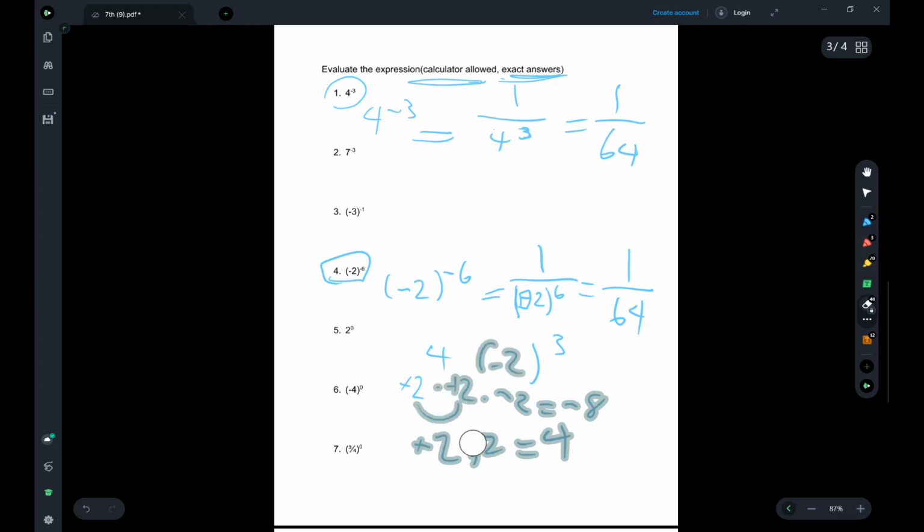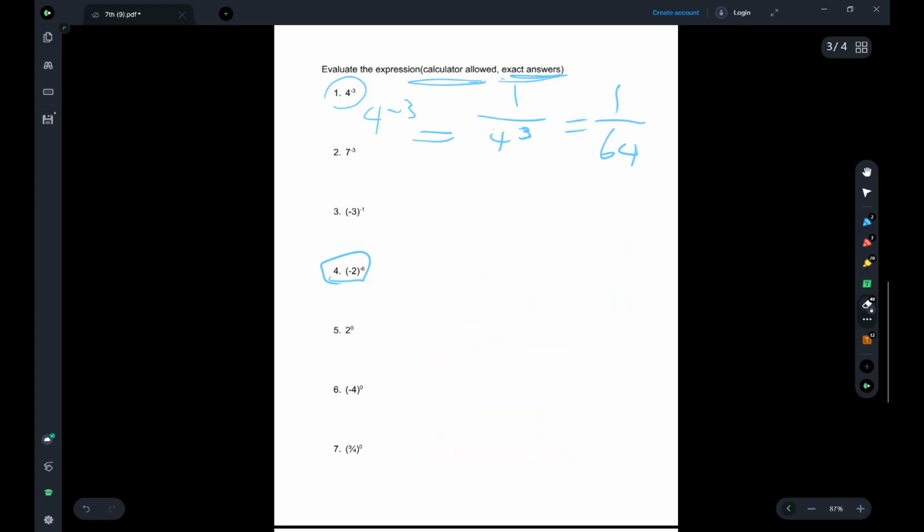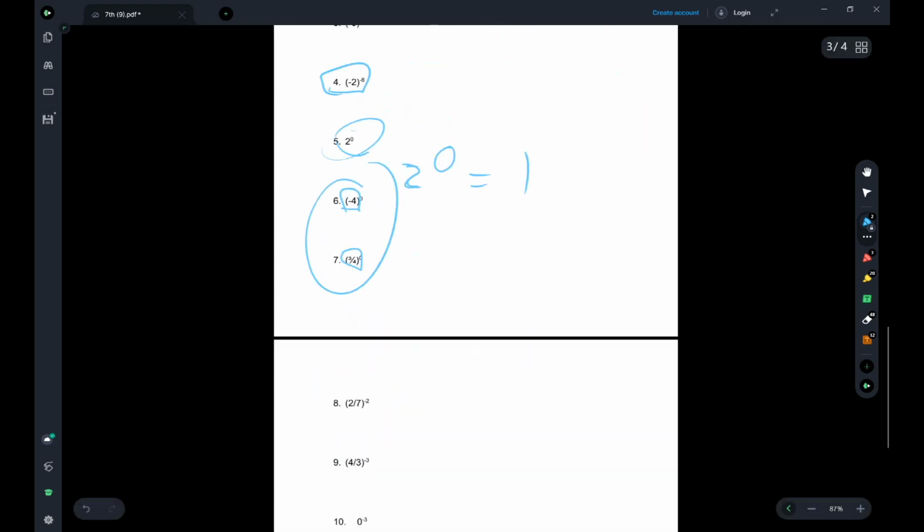Okay, now let's go on to number 5. Number 5, anything to the 0 power equals 1, so 2 to the 0 equals 1. Both of these are the same exact thing. It doesn't matter if it's a negative or it's a fraction. Anything to the 0 power is just 1. Next page.